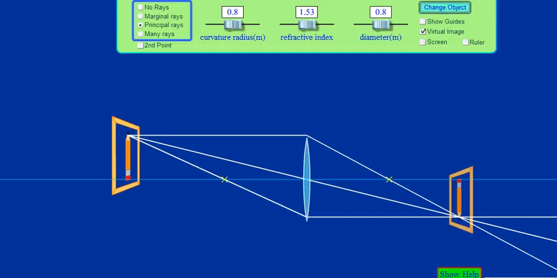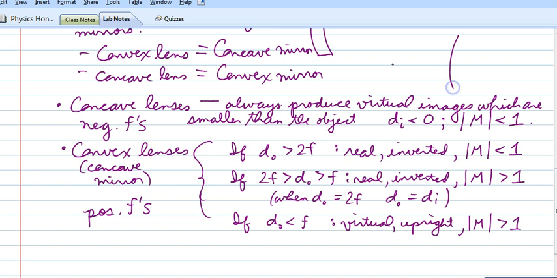Okay, the second ray is the opposite. It's the one that goes through the focus and it emerges parallel. And the third one is the one that goes through the center, and instead of reflecting back, it keeps on going. Now the one that goes through the center, by definition, will strike the lens at a 90-degree angle to the lens, and so therefore it will not be refracted at all. It'll keep on going in a straight line.